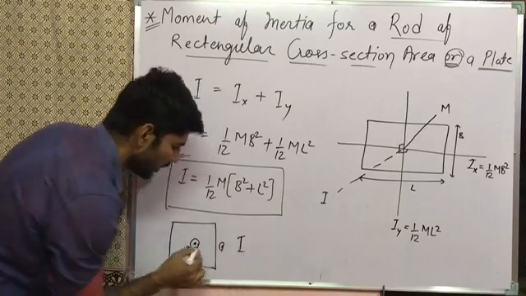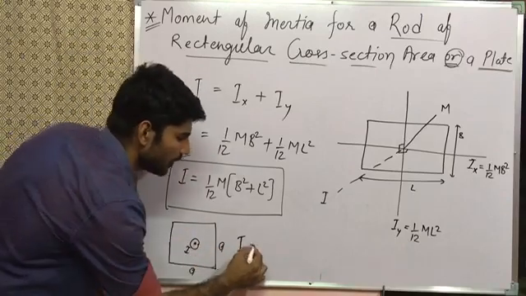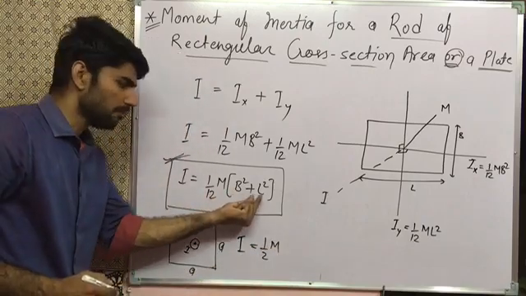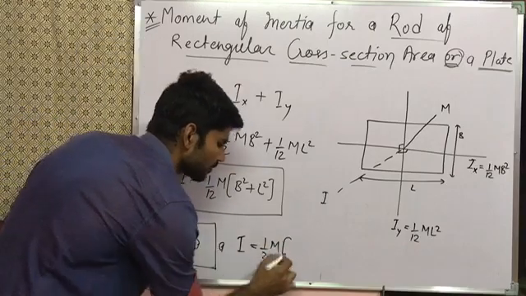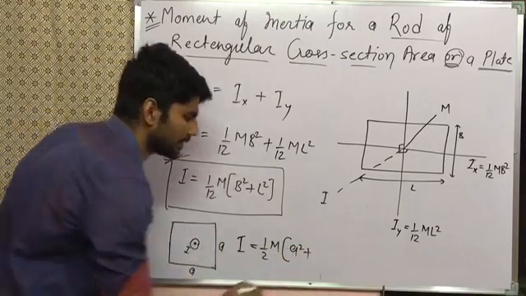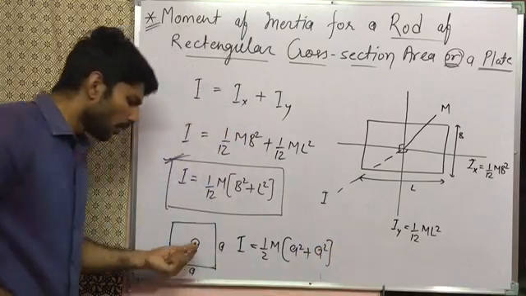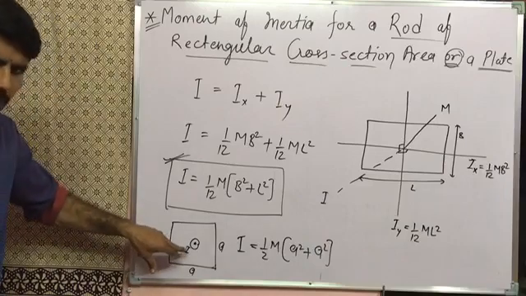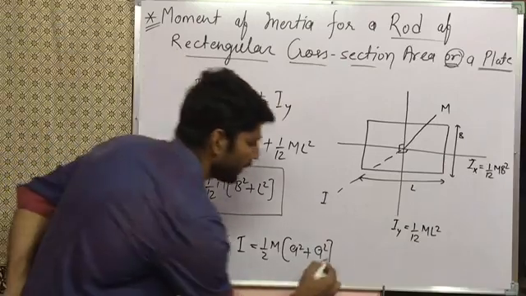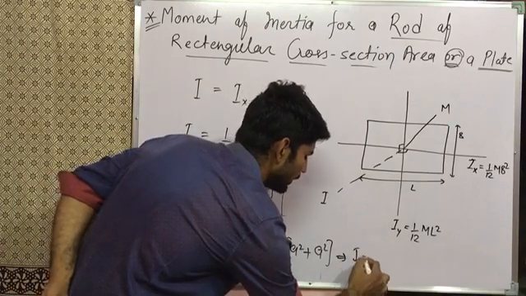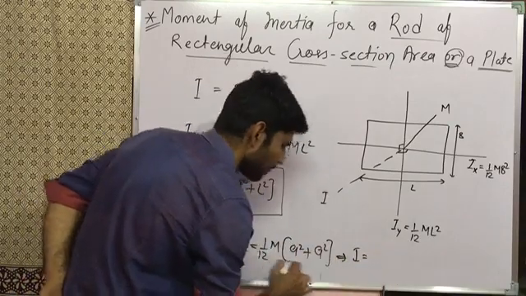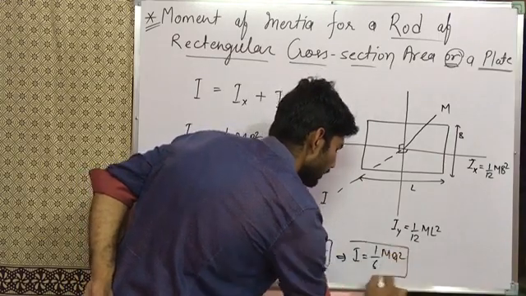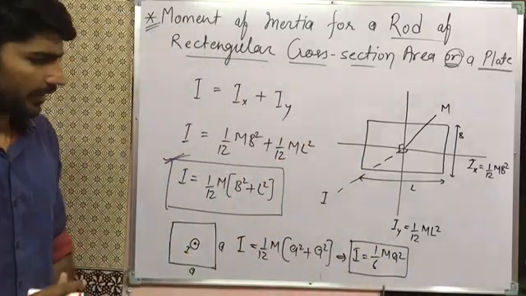So the moment of inertia about this axis will be, from this formula, 1/12 m (breadth² + length²). So breadth is small a squared plus length is small a squared. So the moment of inertia for a square plate about an axis passing through its center and perpendicular to the plane is I = 1/6 m a². 1/6 m a².